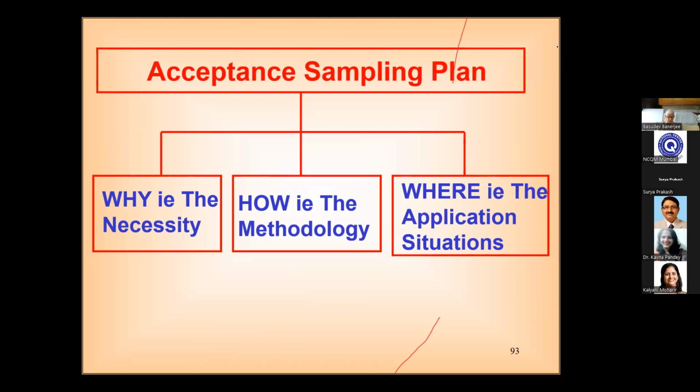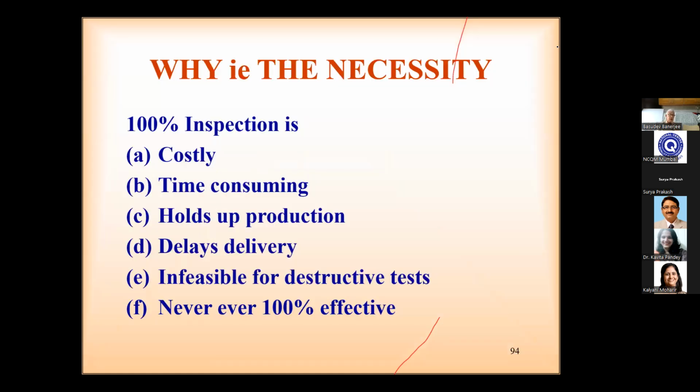Now, 100% inspection is, first of all, costly, then time consuming, holds up production, delays delivery, infeasible for destructive tests, and never ever 100% effective. You see? So this is the problem with 100% inspection.